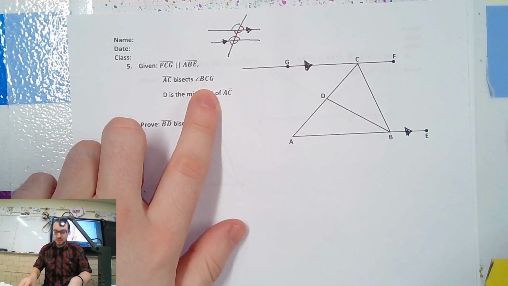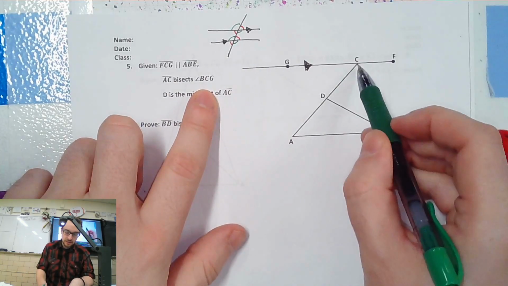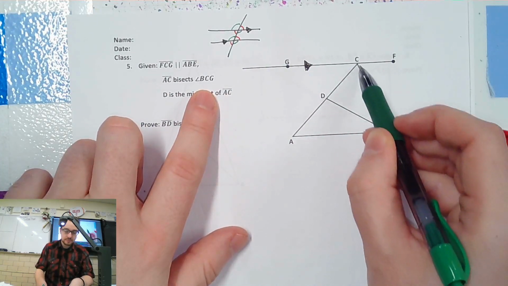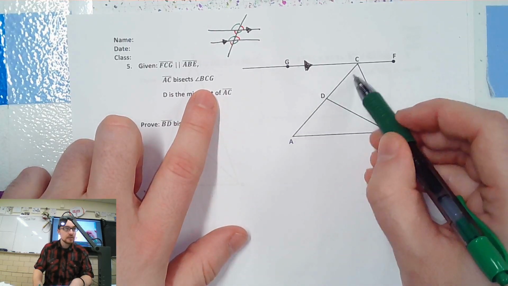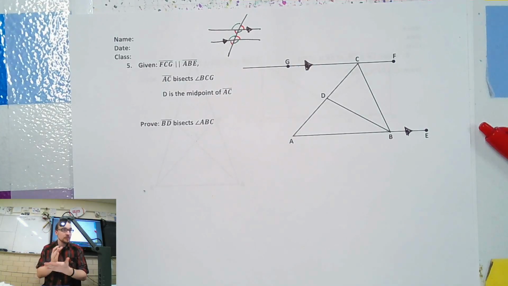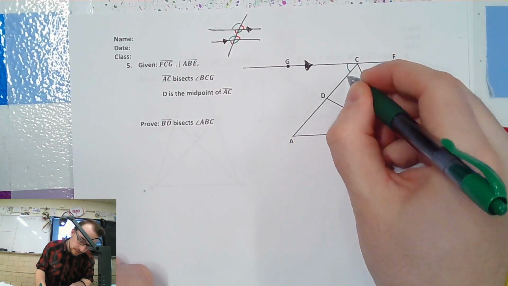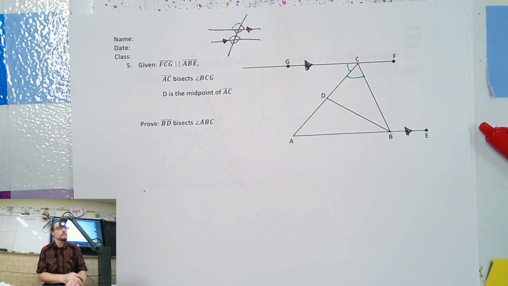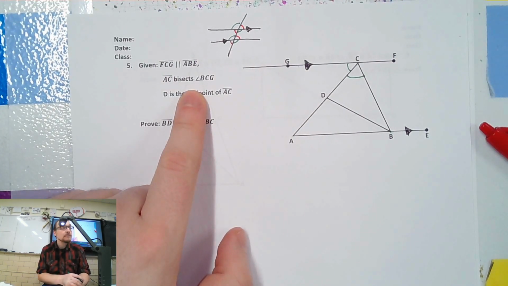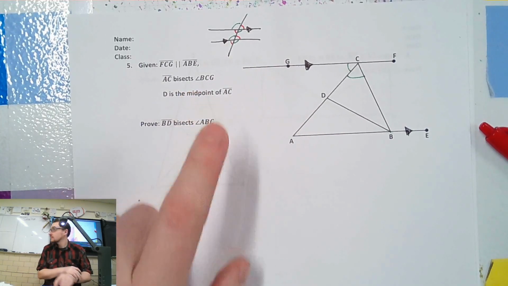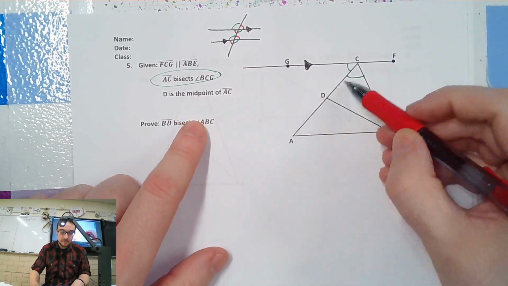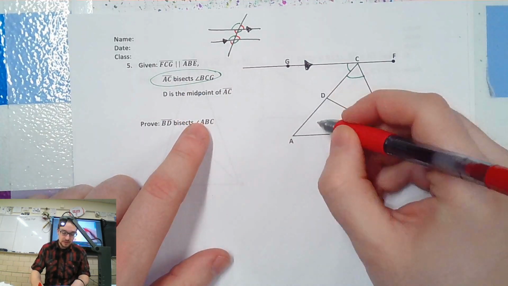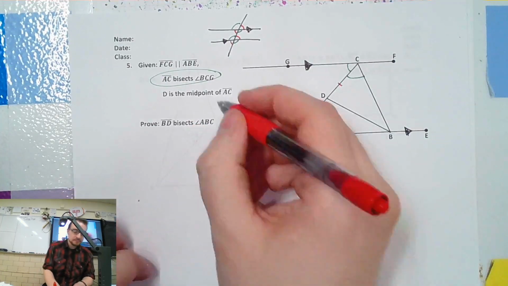AC bisects BCG. Okay, so here's BCG, right? This angle right here. It's a big one. And it's being bisected by AC. Bisect means to cut into equal pieces. So it's cut into this piece and that piece, and they're the same. Doesn't look like they are, but they are, because I said so. Okay? Then we've got D is the midpoint of AC. So here's AC. And D is the middle, which means this and this are the same, right? Feeling good about that one?